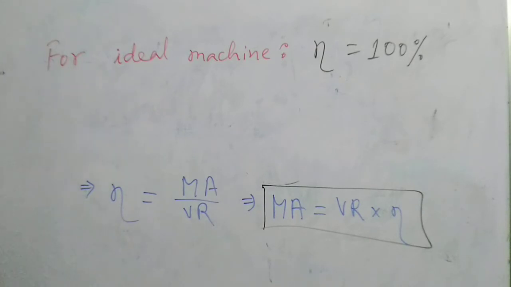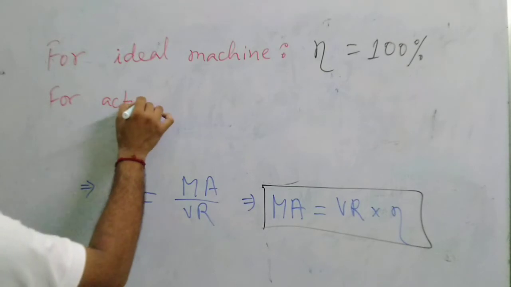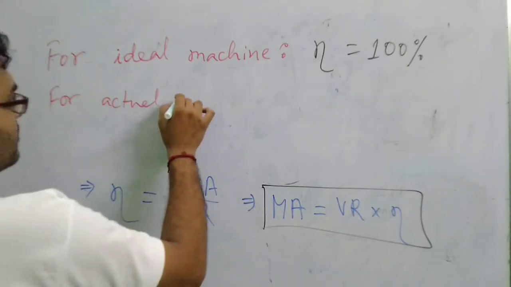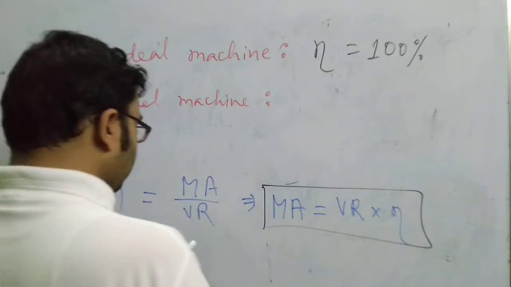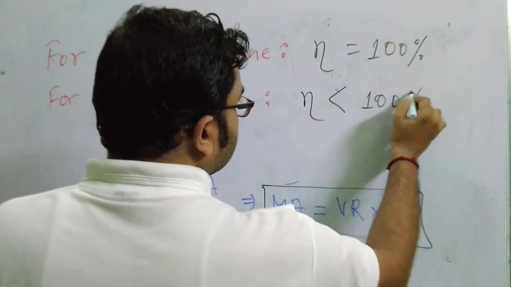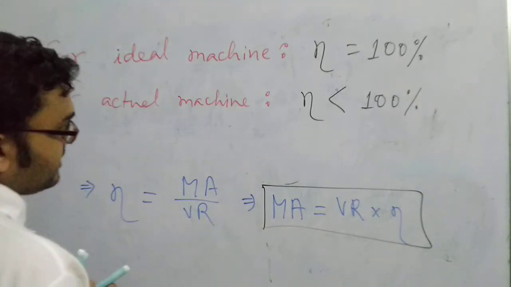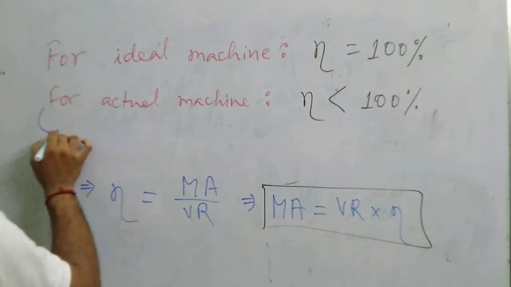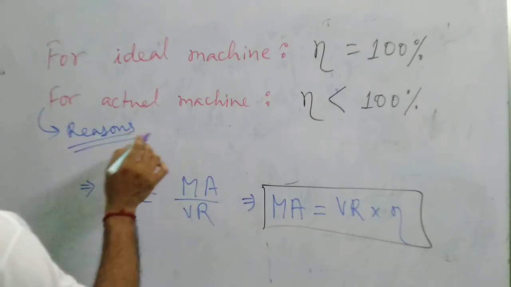Okay, but for an actual machine, for a practical machine, the efficiency is always less than 100%. Why? There are mainly 2 to 3 reasons. What are those reasons? Just let me point it out. What is the reason that efficiency is not 100%?